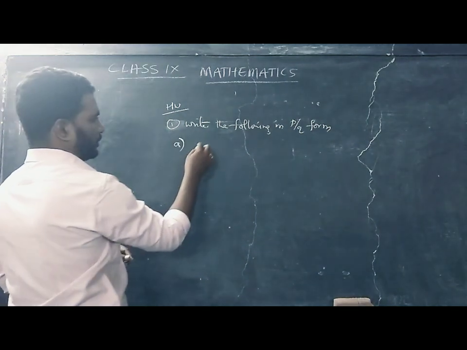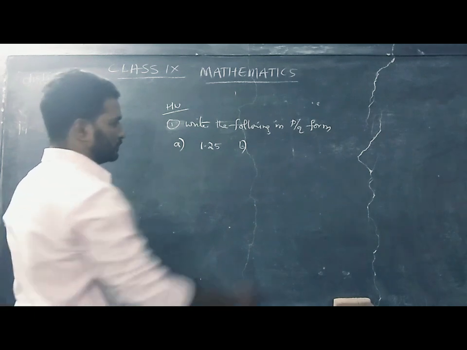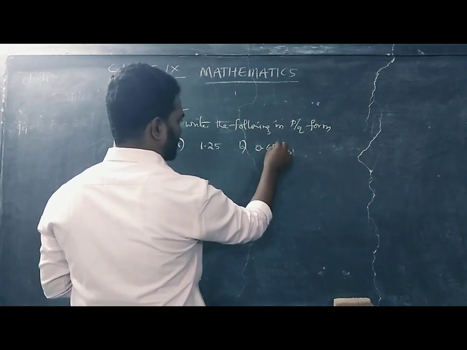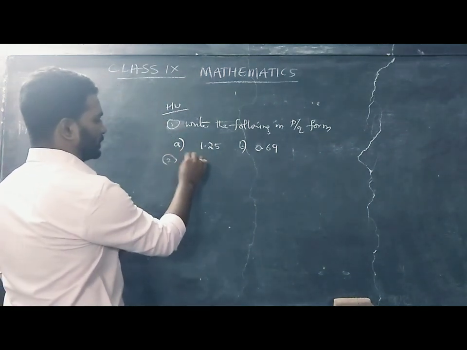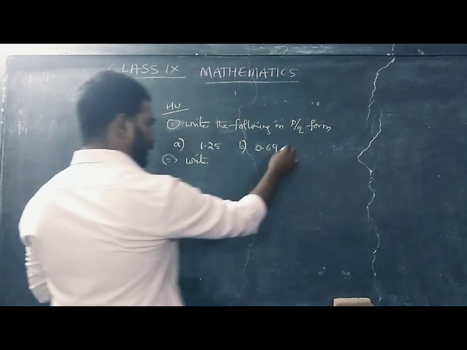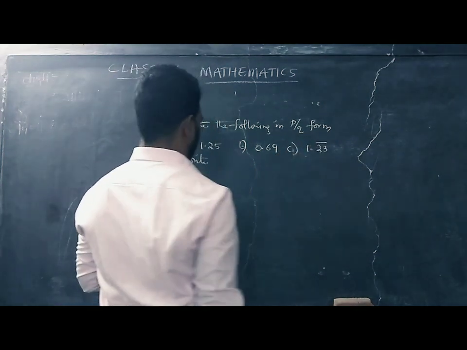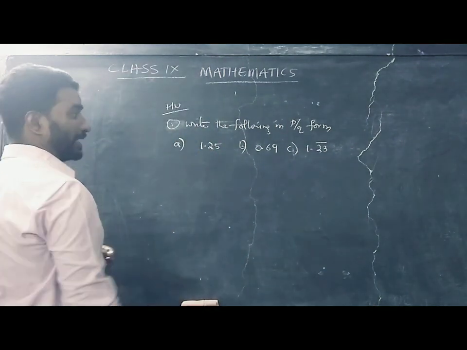First one, 1.25. Second one, 0.69. Okay, now the third one, write 1.23 bar. This is the homework you have to complete.